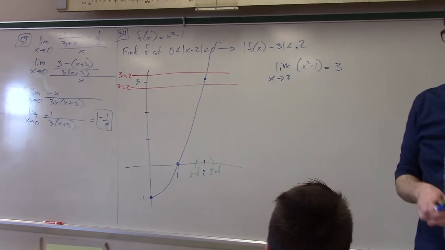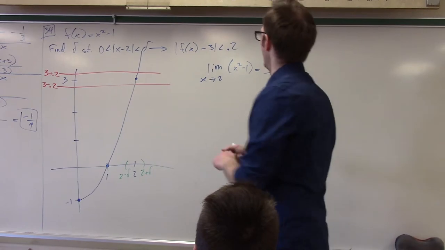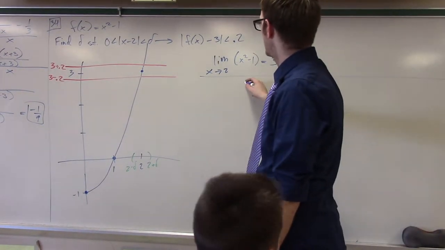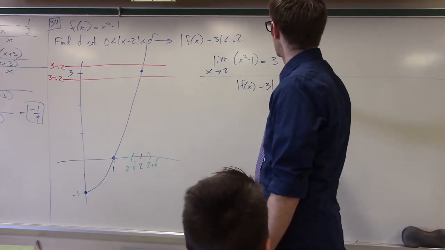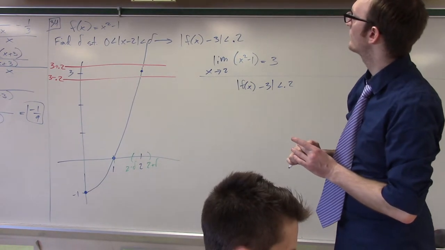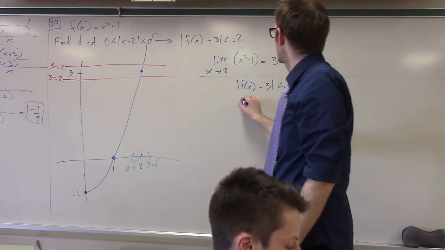How should we actually do it? Start with what you're trying to prove and work backwards. So let's start with the fact that the absolute value of f of x minus 3 is less than 0.2, and then work backwards, right? Okay, what do you want to do first? Then you want to put in f of x. Yeah, that's a good idea.